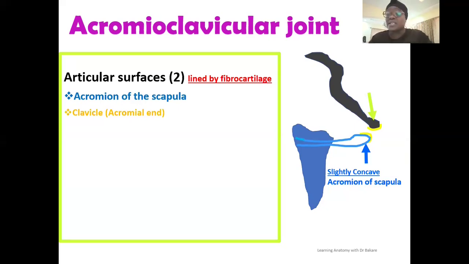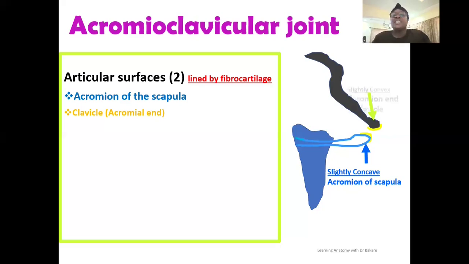It is also important for us to note that these surfaces are lined by fibrocartilage. If you go to other types of synovial joints in the body, you see that they are generally lined by hyaline type of cartilage. But for the acromioclavicular joint, it is different. And this is where you see that it is lined by fibrocartilage. If you go back to our lecture on the sternoclavicular joint, you see that the articulating surfaces in the sternoclavicular joint are also lined by fibrocartilage. So these two joints are kind of similar in this regard.